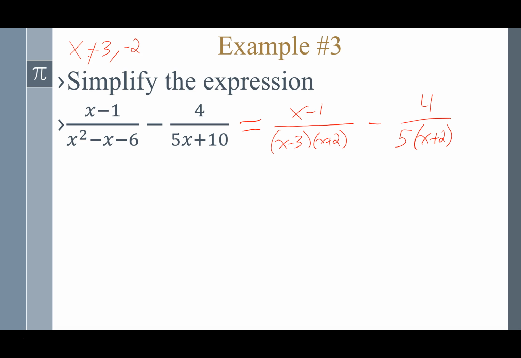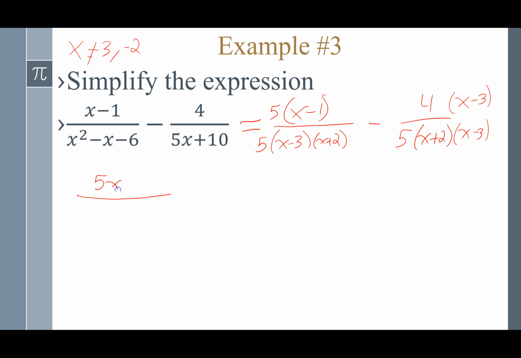Now, let's take a look at our two fractions. Well, both fractions have an x plus 2 in the bottom. That's good. But the left fraction does not have a 5 in the bottom. The right fraction does not have an x minus 3 in the bottom. So we need to take that into account. So we're going to multiply this fraction by x minus 3, top and bottom. We're going to multiply this fraction by 5 on top and bottom. Because now we'll have the exact same terms in the bottom.